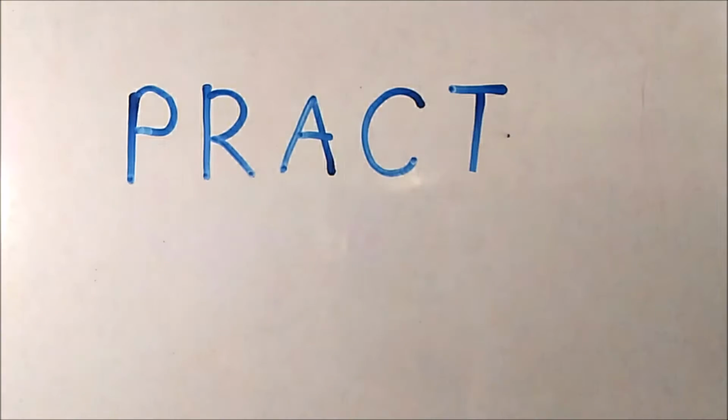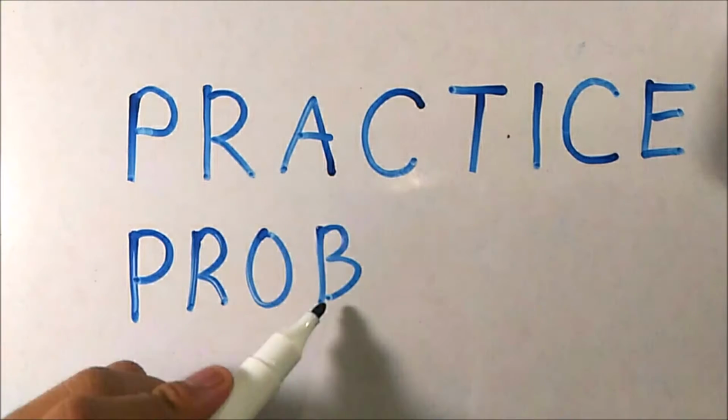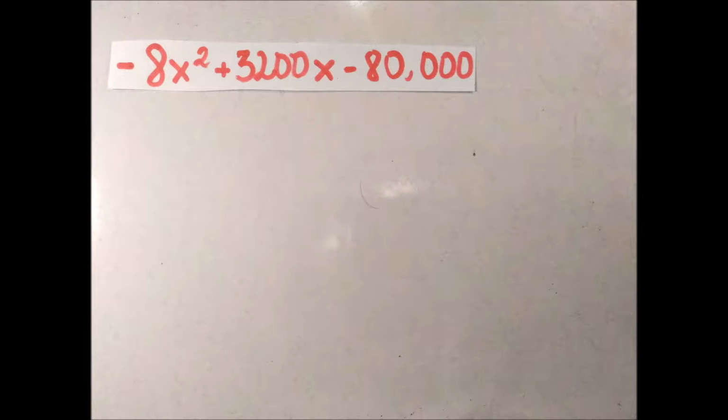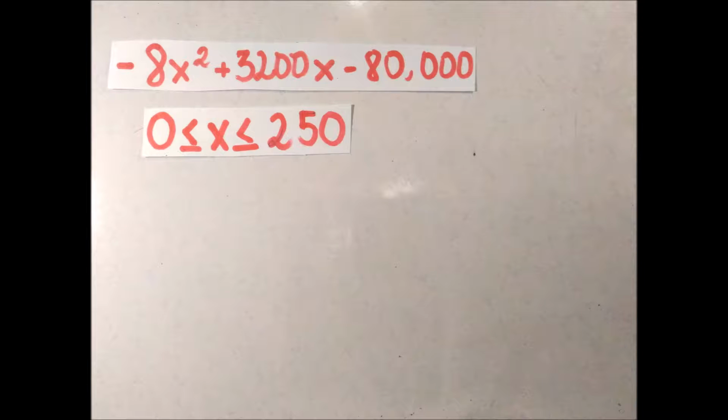Let's have a practice problem involving the real-life application of derivatives. An apartment complex has 250 apartments to rent. If they rent x apartments, then their monthly profit in dollars is given by negative 8x squared plus 3,200x minus 80,000. In this problem, x is less than or equal to 250 but not less than 0.